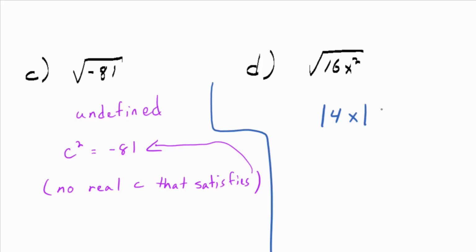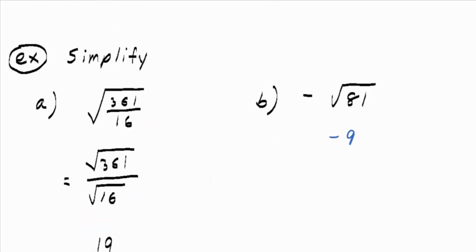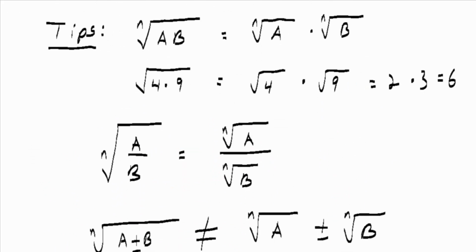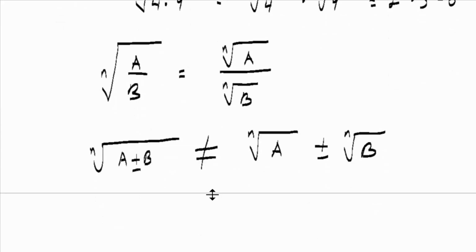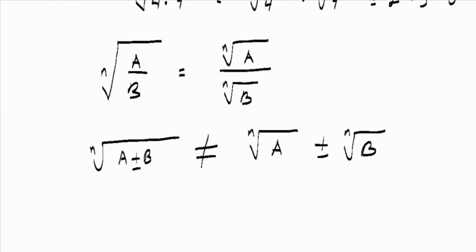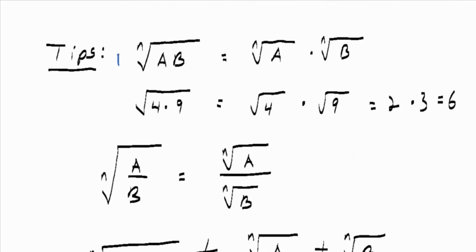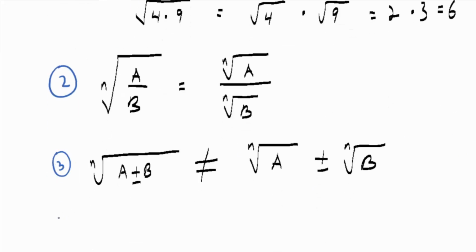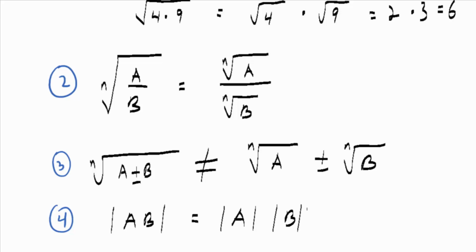Now, under tips, remember how I gave you some tips? There's another tip I could tell you about. The nth root breaks up over multiplication. So does absolute value. So if this is tip 1, tip 2, tip 3 is telling you what not to do. Tip 4, it turns out that the absolute value of A times B is equal to the absolute value of A times the absolute value of B. And that works for division also, but doesn't work for addition and subtraction.